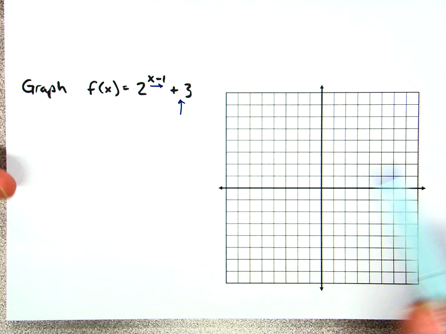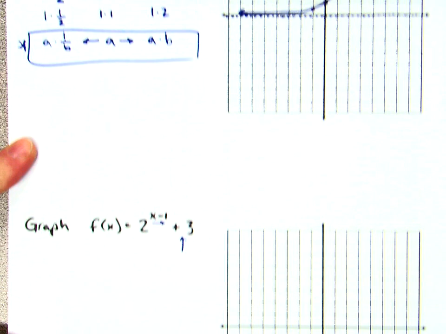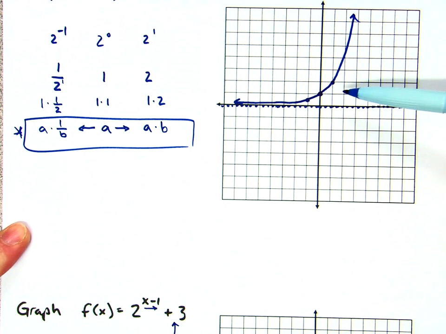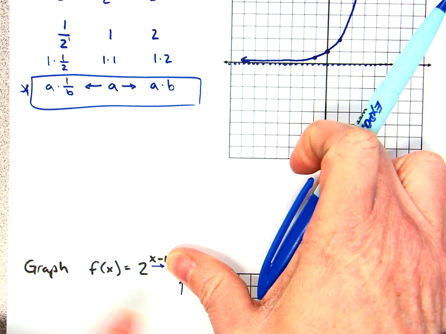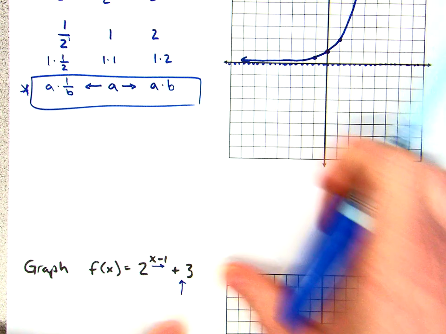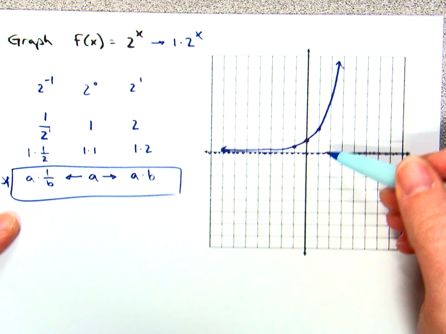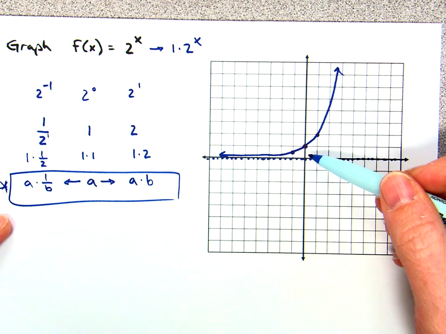Right? So we can see that it's going to be basically this shape, right, that we just drew, 2 to the x. We can see the 2 to the x here. We're going to move it right 1, up 3. So if we take this shape, we can move it right 1 unit, up 3 units.